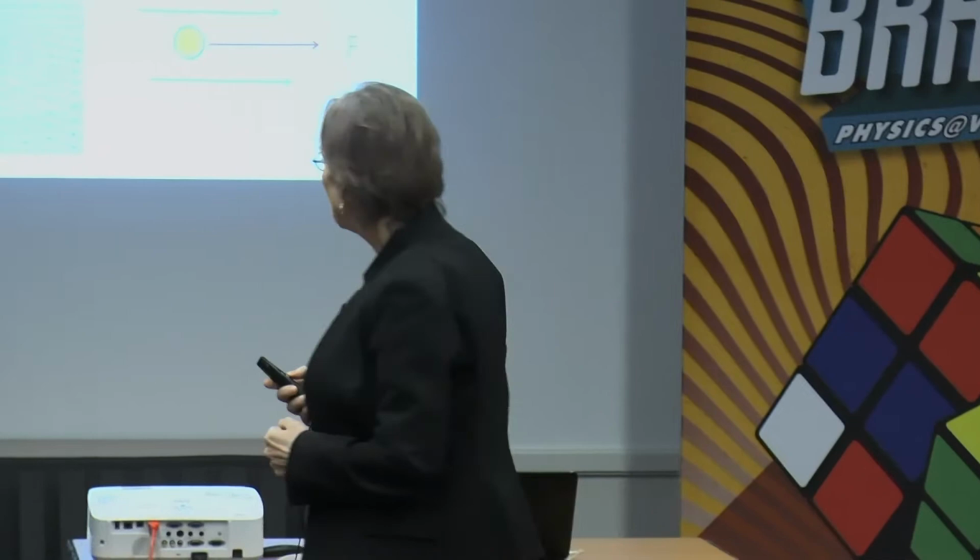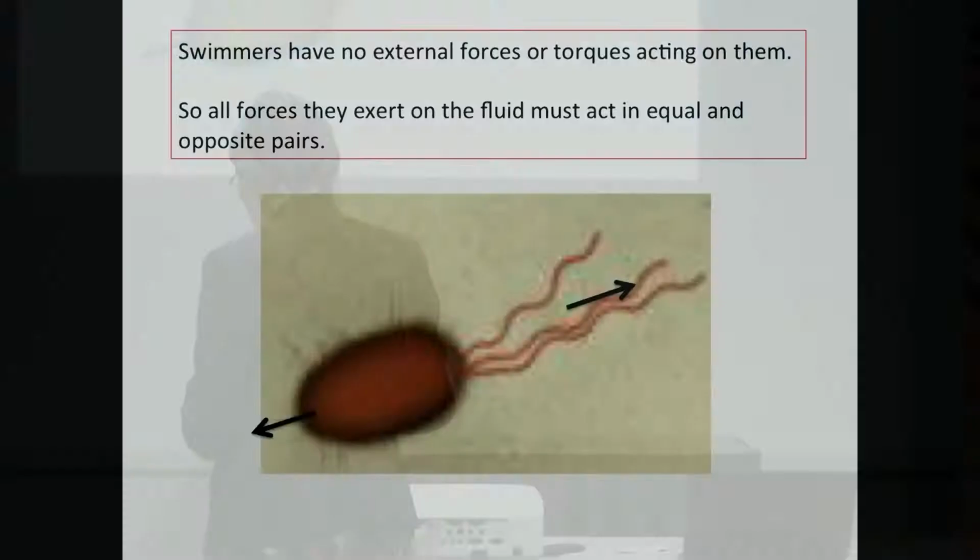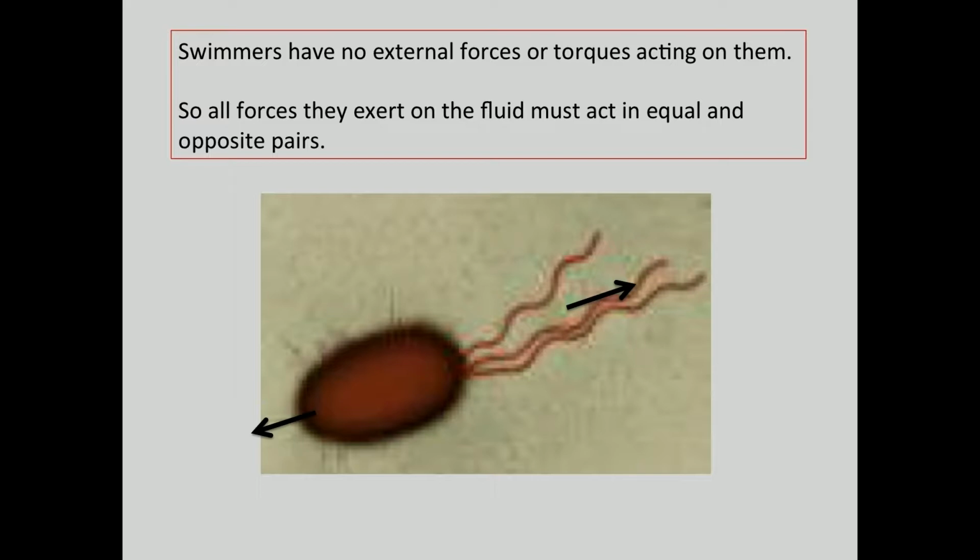So typically what will happen is a swimmer will move by exerting a force forward on the fluid and backward at its tail. A sort of stress like this, which is pushing the fluid away. So this is just Newton. You can't have a force without a reaction force. And so for a swimmer, at any one point in time, all the forces must be balanced. They can't have a net force acting on that swimmer.